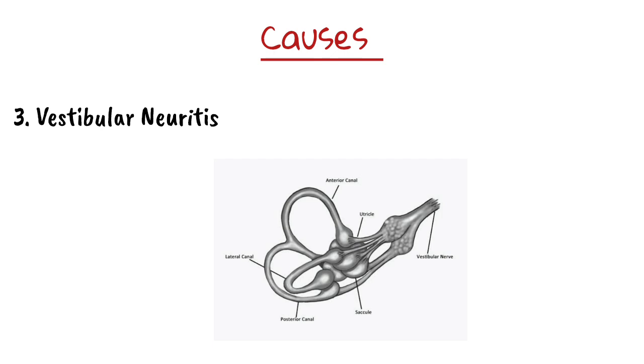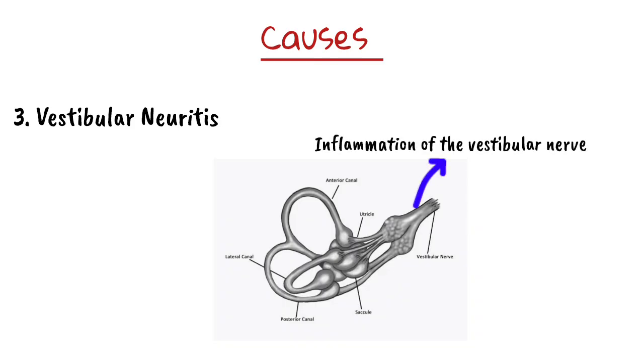Number three on the peripheral causes is vestibular neuritis. Vestibular neuritis is an inflammation of the vestibular nerve, usually caused by a viral infection, although it can occur without other signs of viral infection. The condition typically presents with a sudden onset of intense vertigo that lasts for several days to weeks. Unlike Meniere's disease, it is not associated with hearing loss.